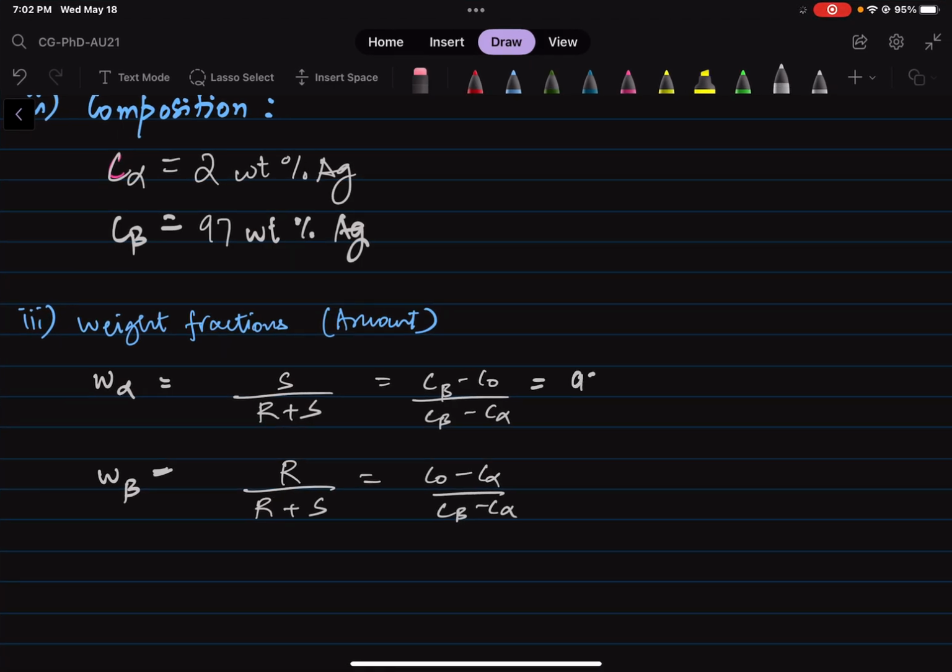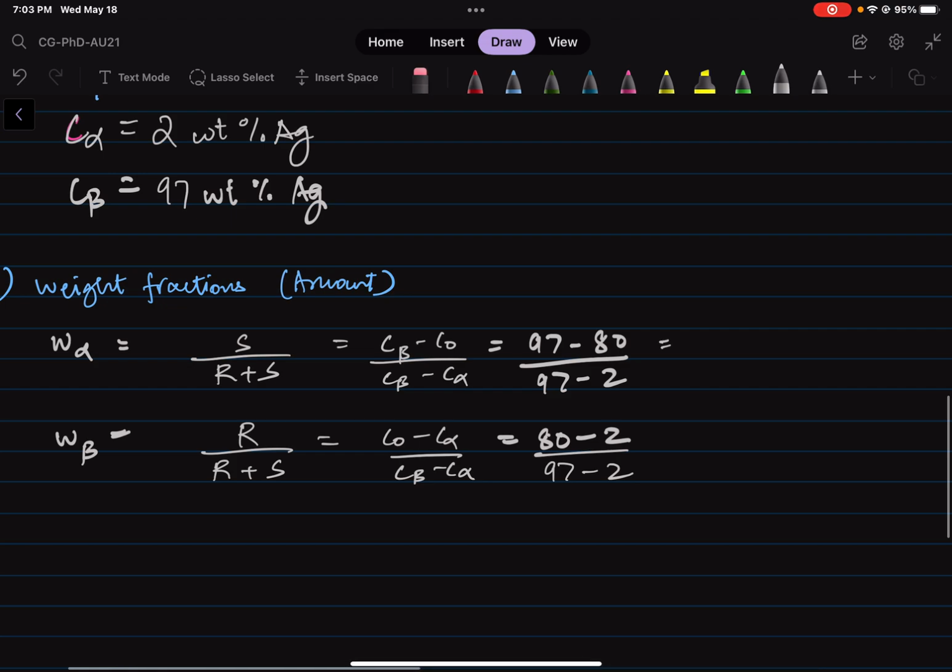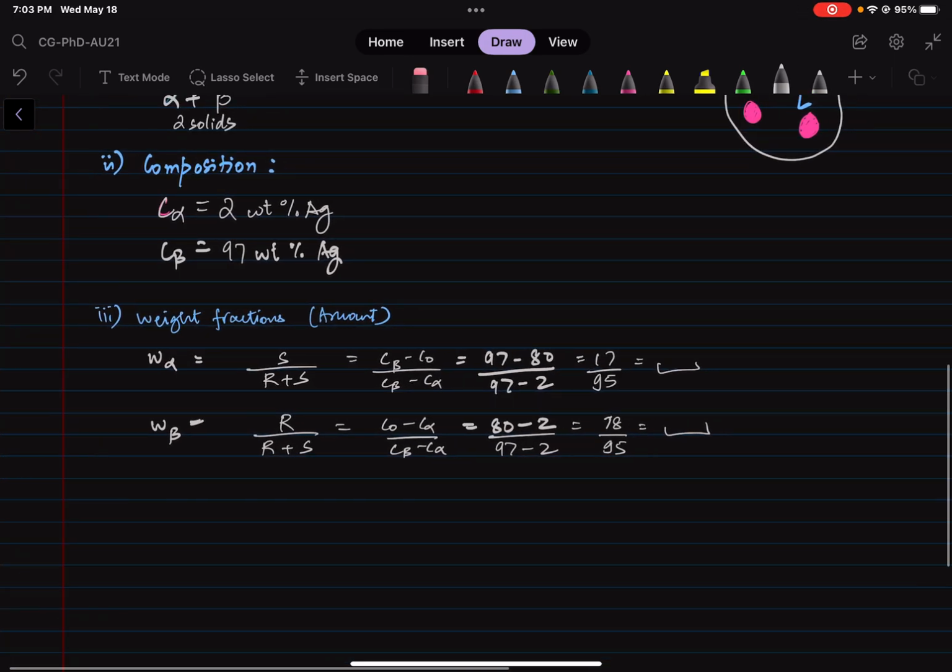So this will be approximately 97 minus 80 divided by 97 minus 2. This will be approximately 80 minus 2 divided by 97 minus 2. And then this comes down to be 17 divided by 95, and this comes down to be 78 divided by 95. You can leave this in the smallest fraction, or you could solve this for the percent, multiply by 100 and make it a percent. And this is how you can solve this question.